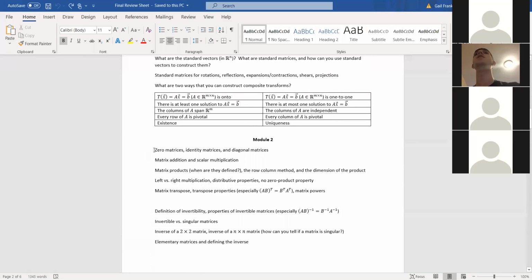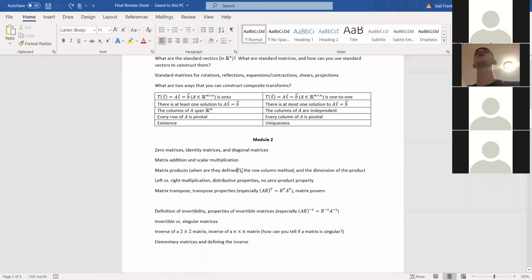So module 2 starts off with matrices, zero matrices, identity matrices, diagonal matrices. Zeros have zeros everywhere. I already explained identity, and then diagonal is you only have non-zero entries on the main diagonal. I'm pretty sure all of you know how to add matrices and multiply them by scalars. Also with multiplying matrices, make sure the number of columns of the first one is equal to the number of rows of the second one, and don't mess it up like I did a couple minutes ago.